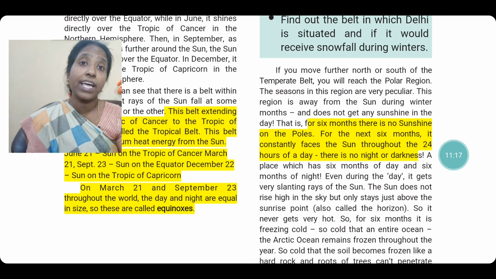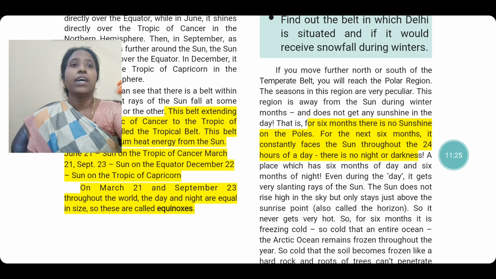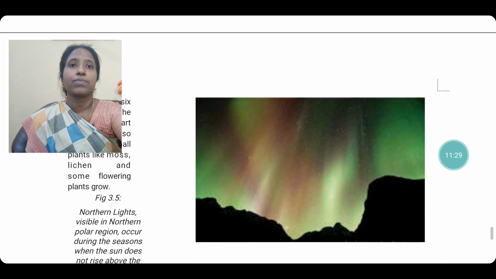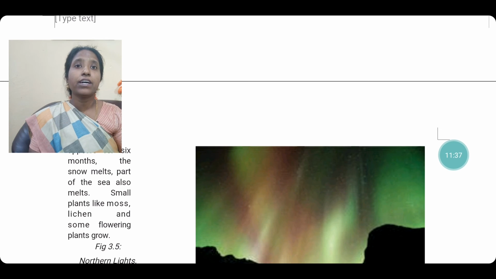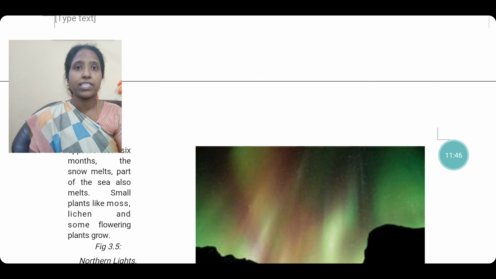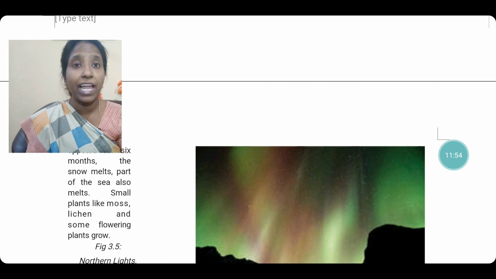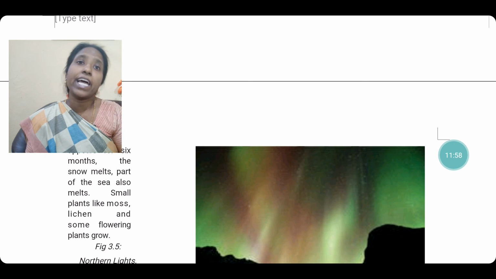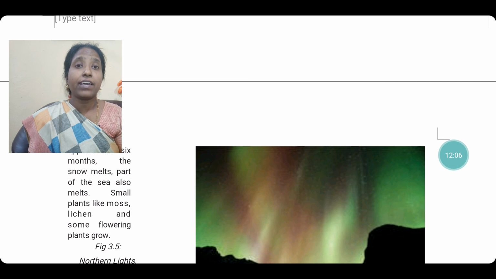For 6 months there is no sunshine on the poles; it is fully dark. For the next 6 months the poles constantly face the sun throughout the 24 hours of the day. There is no night or darkness. This is because of the tilt of the earth. This is how the shape of the earth, the tilt of the earth, and the revolution and rotation cause the seasons. Suppose there was no tilt, then there would not be any change in the seasons. And if there was no rotation, there would not be day and night, only day or only night, and there would not have been life on earth because scorching heat would not have made life possible. So rotation, revolution, the tilt of the earth, and its revolution in an elliptical path, all these factors cause the seasons and make life possible on this earth.